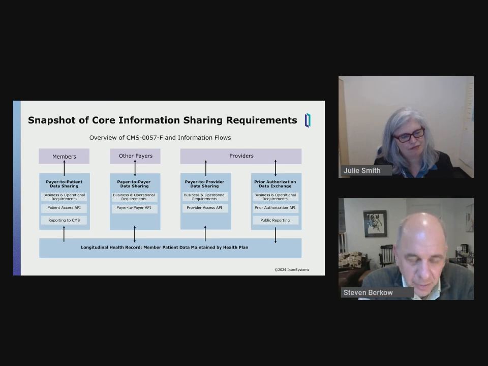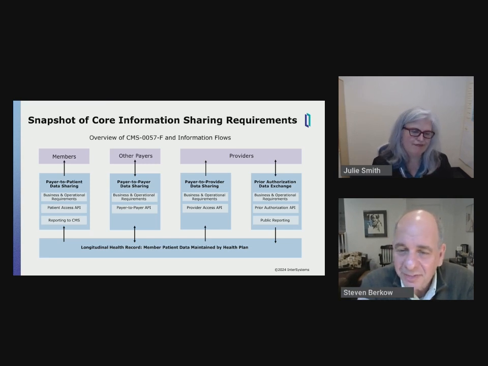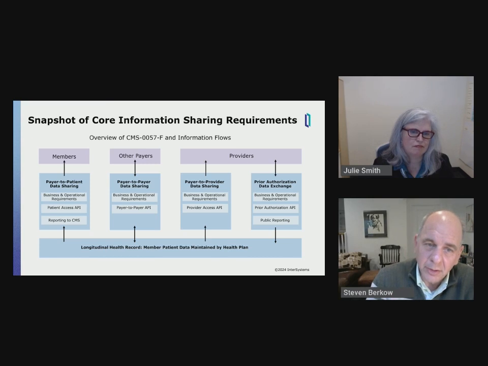And then finally, along the bottom, for those of you who've been reading about 0057, you've probably bumped into the concept that there's an implied 5th technological requirement, and that is the longitudinal health record. The reason people talk about that, and again, it gets back into this huge opportunity, is that if you look at things like the payer-to-payer data sharing and the prior authorization data sharing, it's not just about exposing information from the plan to the provider, or the plan to the member, or the plan to another plan.